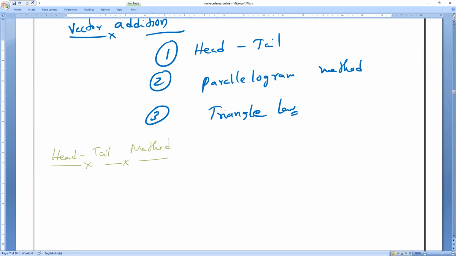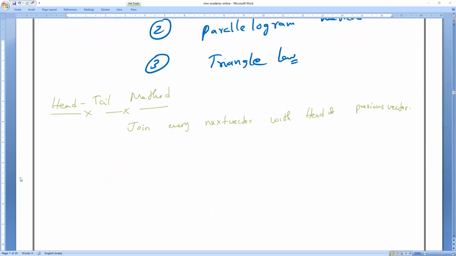In the head and tail method, join every next vector with the head of the previous vector. What do we have to do here, everybody? Join every next vector with the head of the previous vector. That is what we call the first method, the head and tail method. And what is the resultant vector? The answer always comes by joining the tail of the first vector with the head of the last vector. That will give you the resultant vector.